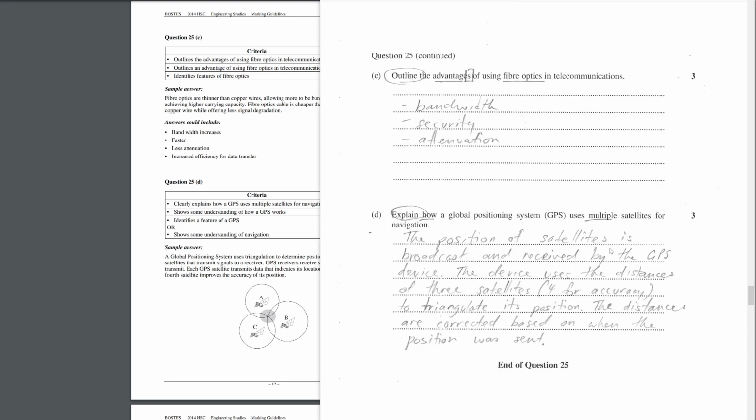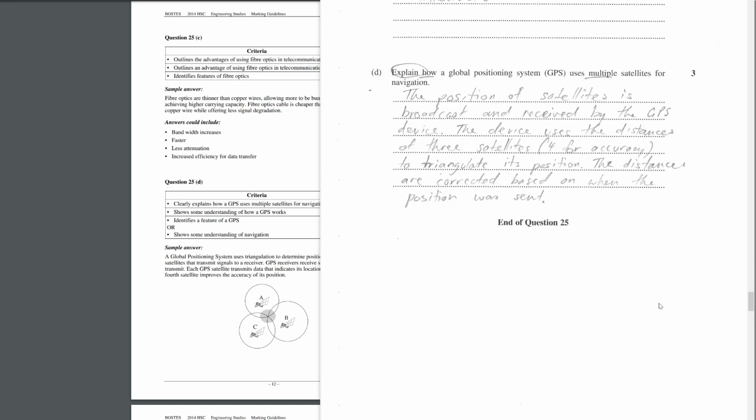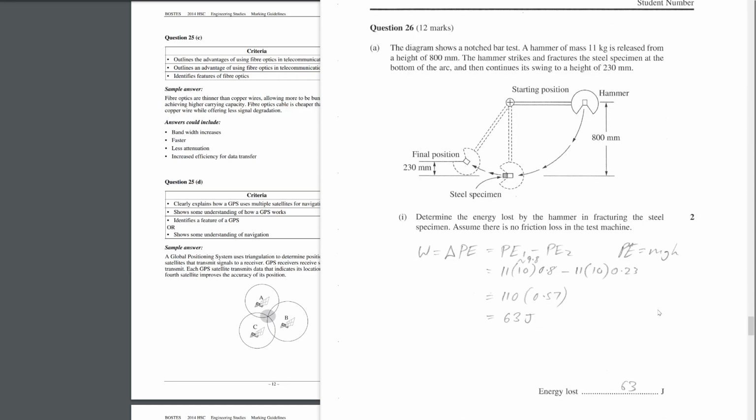Then, just because I got keen, I was going to write a little bit extra. The distances are corrected based on when the position was sent. So when they say where they are relative to Fiji, they also say when they sent the thing, and the GPS uses that to adjust the numbers. You probably don't need that, but if it was a 4-mark question, I'd want that. Okay.